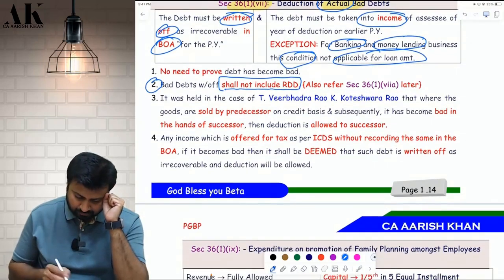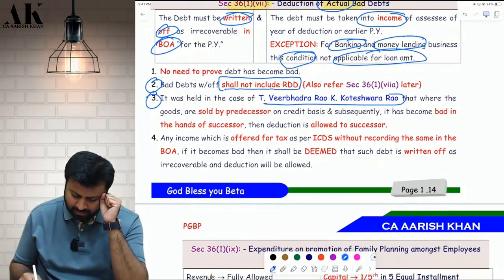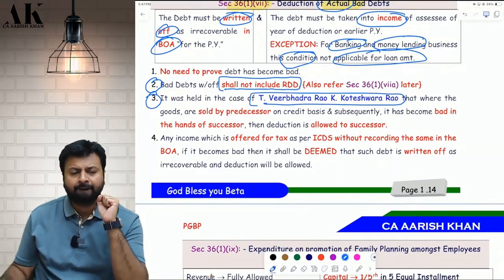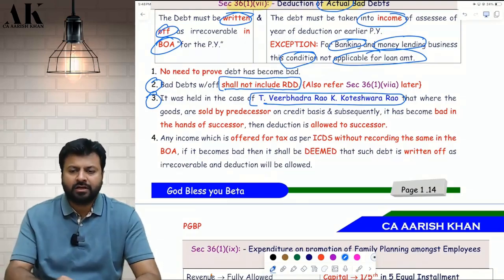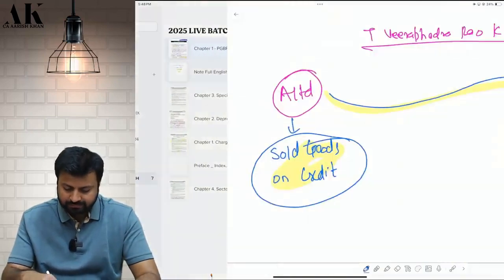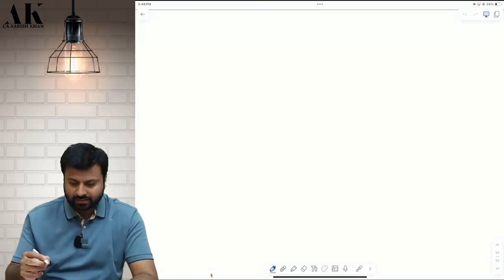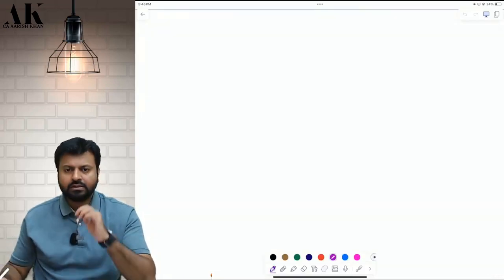Next is the case law of T. Veerabhadra Rao, K. Koteshwara Rao. Okay. Is it clear? Now, one last thing is there in this particular section. Let me explain that first and then we'll go ahead. Pay attention, please, all of you. One last thing. See here. Shall I say?